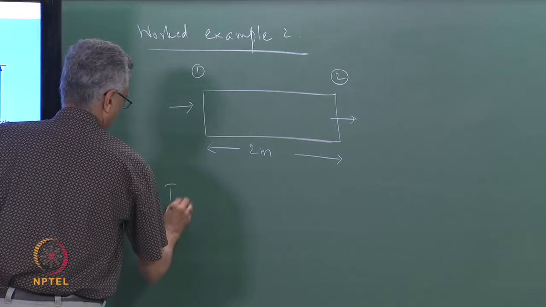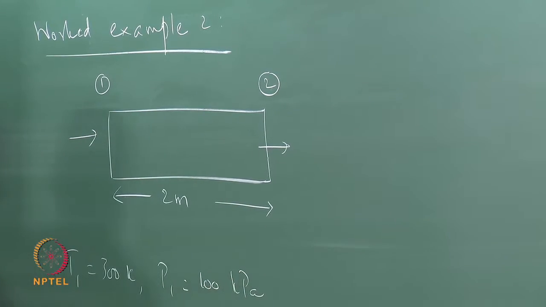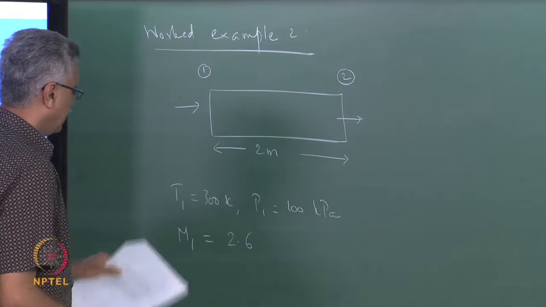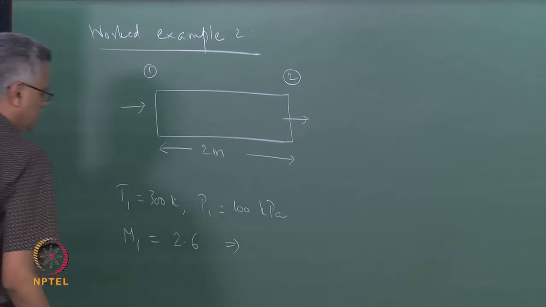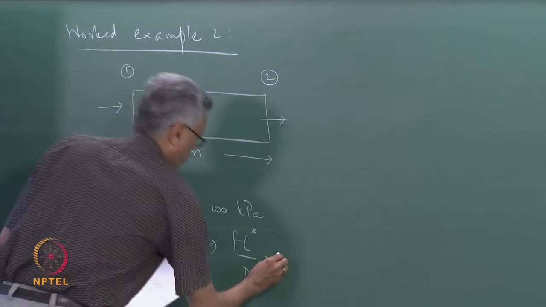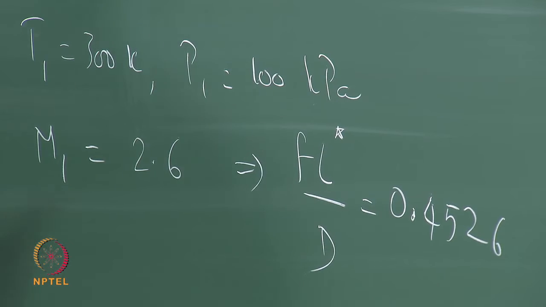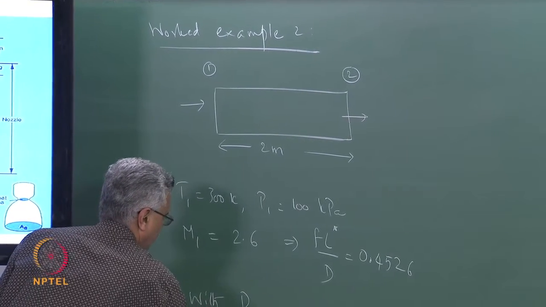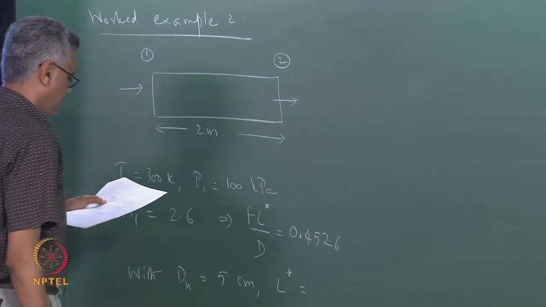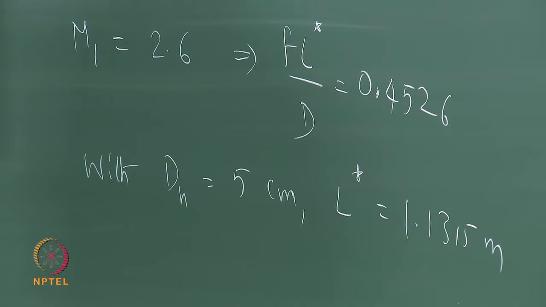It was given that T1 is equal to 300 Kelvin and the static pressure at inlet was given to be 100 kilopascal, and we calculated M1 in this case to be equal to 2.6. From Fanno tables, for this value of M1, we obtained f L star over D to be 0.45526. Since D here is the hydraulic diameter of the duct, with DH equal to 5 centimeter, we get L star to be 1.1315 meters, which is less than this length.